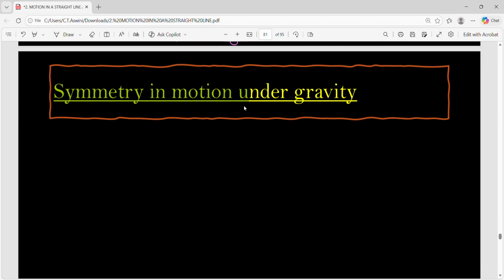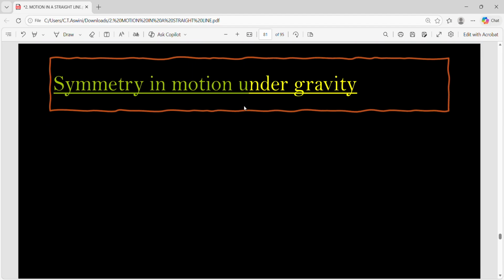So this is it for today's class. In the next part, we'll see symmetry in motion under gravity, where we will study Galileo's law of odd numbers. Very easy. You'll get some tap problems, water drop problems, where you'll be asked to find the distance traveled in successive seconds. All those kinds of problems will be solved in a very easy way using this symmetry in motion.